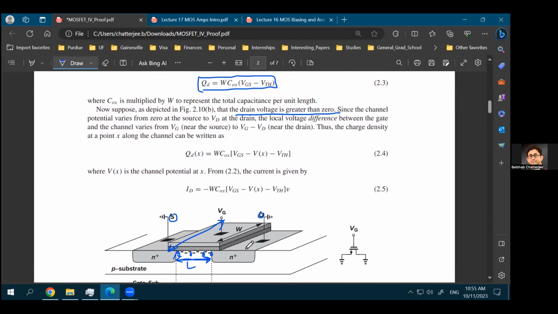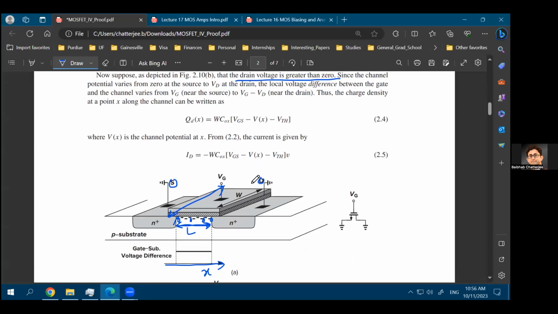But if you apply a voltage at the drain, then the charge QD in the channel will not remain a constant, will not remain a function which is independent of x. And why is that? Again, this is something we discussed in the last class: as you apply a voltage, so instead of grounding this drain terminal, if you apply a positive voltage over here, what it will do is attract some of these electrons which are in this channel toward the drain terminal, right?